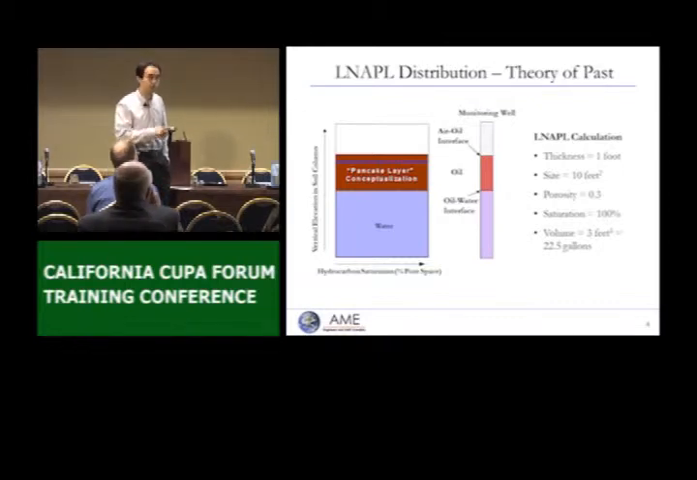So according to this theory, I'll just play with some numbers here. Assume the thickness of this zone is 1 foot, and let's say its size is 10 square feet. It could be a diameter of 3-4 feet or something. Assuming the soil has a porosity of 0.3, and in this model we used to think it's 100% saturation only in this zone, the volume, an easy calculation, is about 22 gallons.